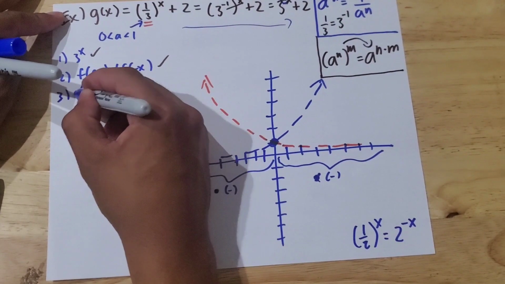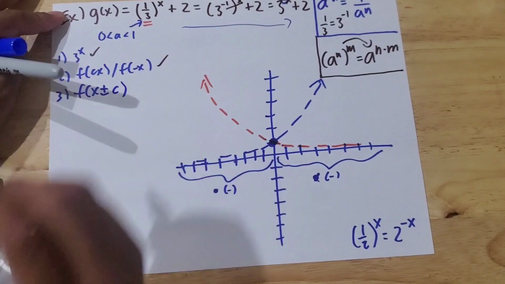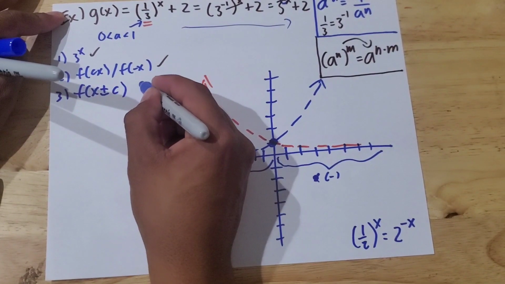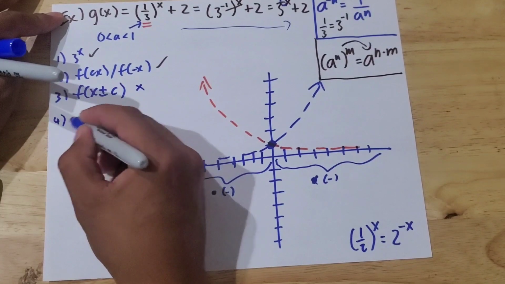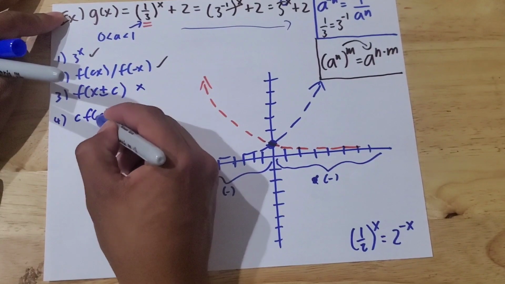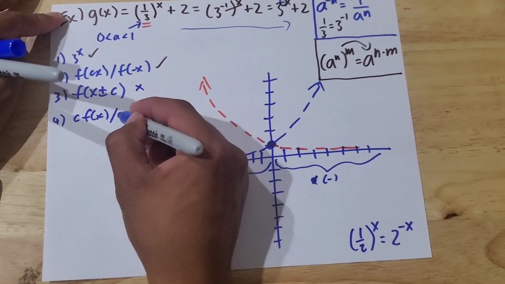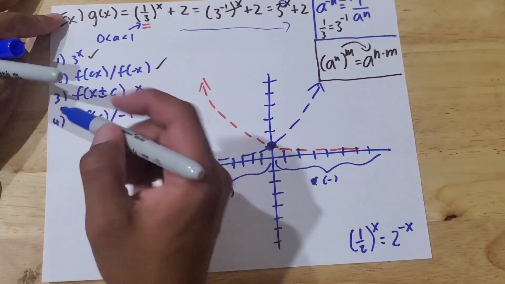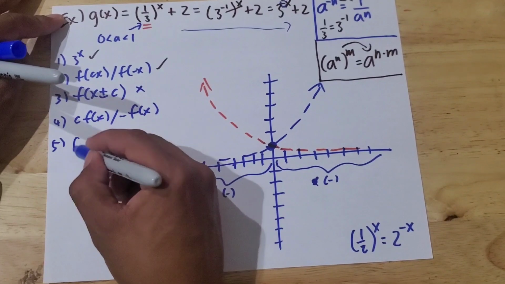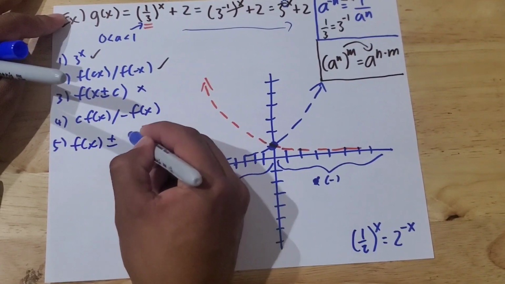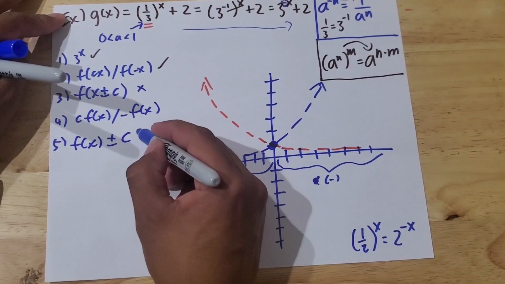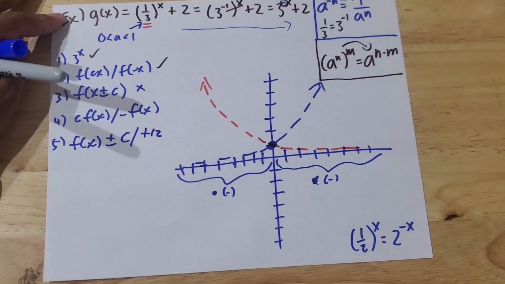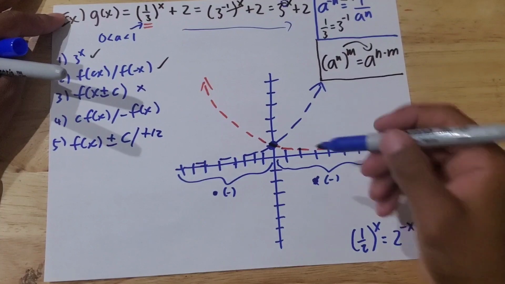Now we see if there's anything adding or subtracting inside, and there's nothing adding to that x. So we're done there. Now we want to see if anything is multiplying outside, either a number or a negative, and there's nothing outside. Lastly, is there anything adding or subtracting outside? And there is, there's a 2. But remember, outside behaves the way it's supposed to. So that 2 actually moves it up.